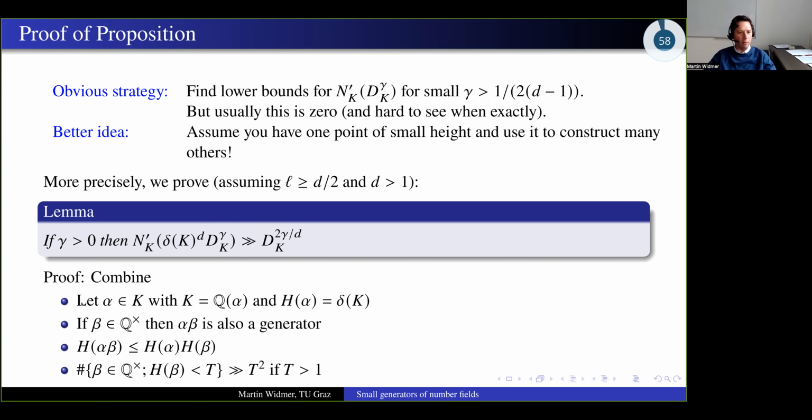Once you know you have to prove this, everything becomes very easy, because to prove this lemma, you just have to combine four trivial observations. The first is, by definition of the delta invariant, we know that there is a generator alpha whose height is exactly delta k. The second trivial fact: if you have a non-zero rational number beta, then alpha beta is also a generator. Then you use the trivial upper bound for the height of a product, namely the product of the heights. And then you note that the number of non-zero rational numbers of height below t is of order t squared, at least if t is bigger than 1. Combining these four things, you get the lemma immediately.